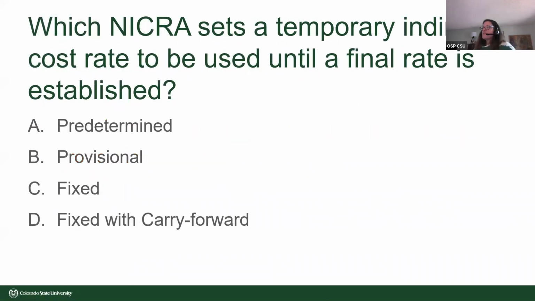Which NICRA sets a temporary indirect cost rate until a final rate is established? Predetermined, provisional, fixed, or fixed with carry forward? So which one is temporary? Right. All the rest are fixed. Okay, and that's all we have for today.